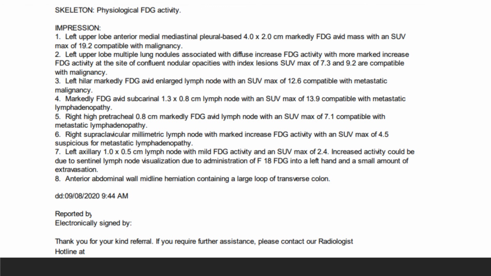And here's the impression that the radiologist made from the PET CT. Left upper lobe anterior mediastinal pleural based, 4 times 2 centimeters, markedly FDG avid mass with an SUV of 19.2, compatible with malignancy. I'll let you guys look through the rest of the impressions. She's also had some, as you read, lymph nodes that were FDG avid as well.